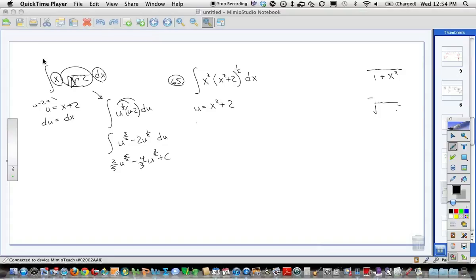So we do our du, we get 2x dx, move the 2 over, as we often do. It's not in there. We go to make our substitution.